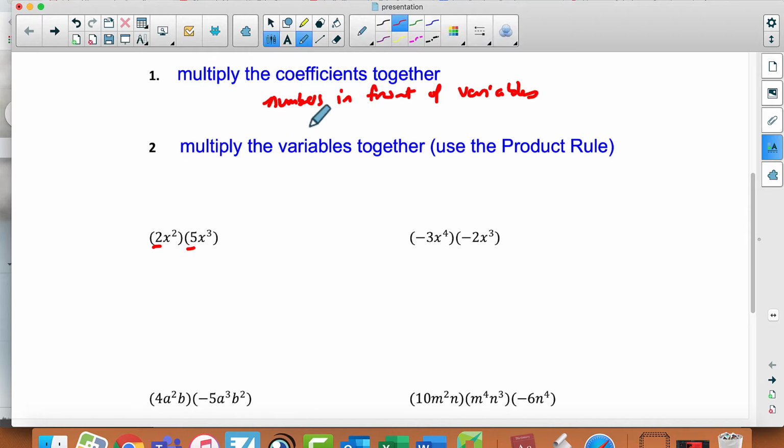So first rule, multiply the coefficients together. 2 and 5. Multiply those together, I get 10. Then you multiply the variables together, x squared and x cubed. Well, remember, they have the same base. We're using the product rule here. Same base stays the same, and we add together the exponents. We're adding together the 2 and the 3 to get 5. And that's it. Okay? So next one, coefficients are -3 and -2. When you multiply negative times a negative, you get a positive, and 3 times 2 is 6. Then you have x to the 4th and x to the 3rd. We add the exponents and keep the base the same, and there's our answer.